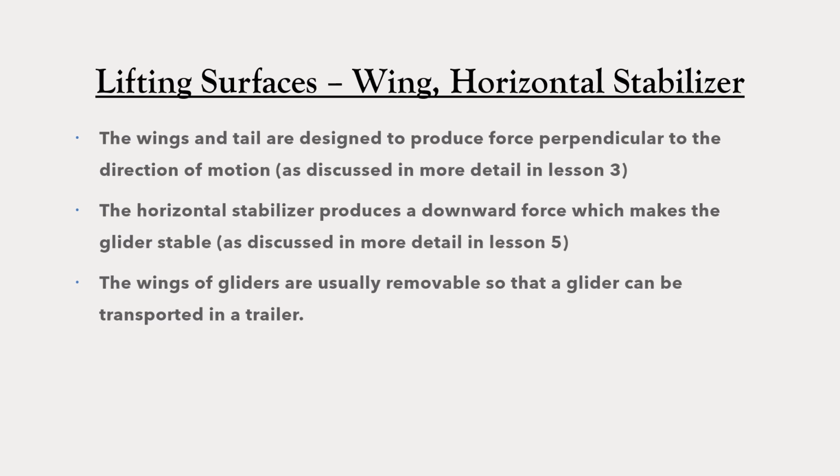Now, something that's quite different about glider wings compared to airplane wings is that glider wings are designed to be removable so that the glider can be transported around in a trailer when necessary. And it's common for pilots to put the wings on and off of a glider, whereas with regular airplanes, that's something that only a mechanic would do.